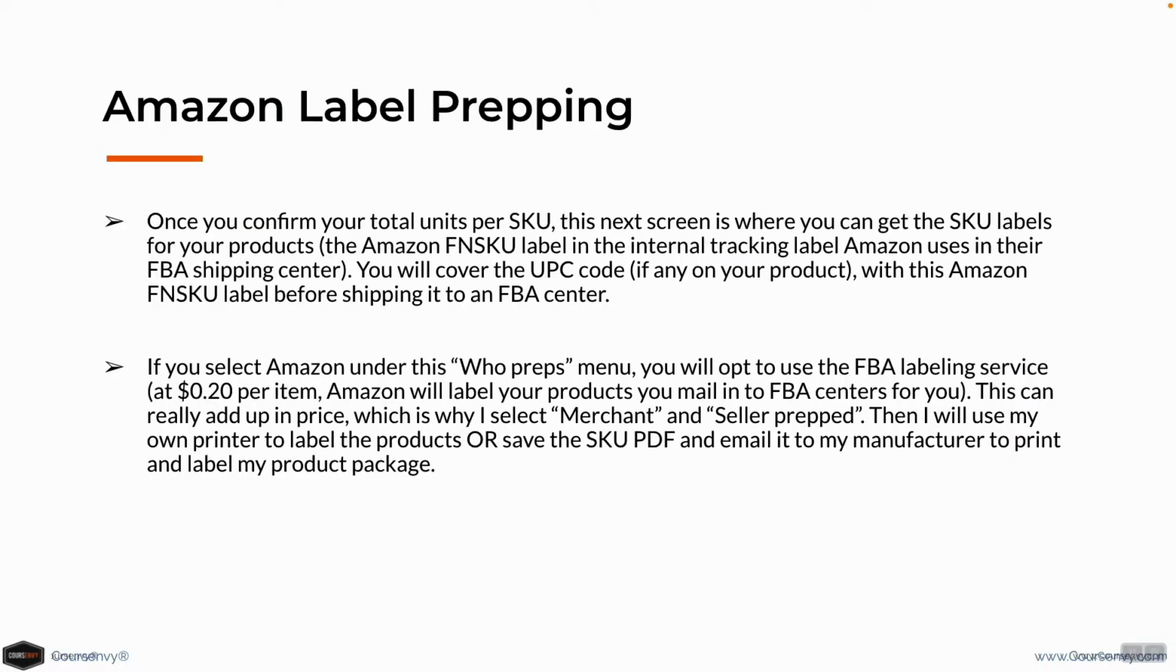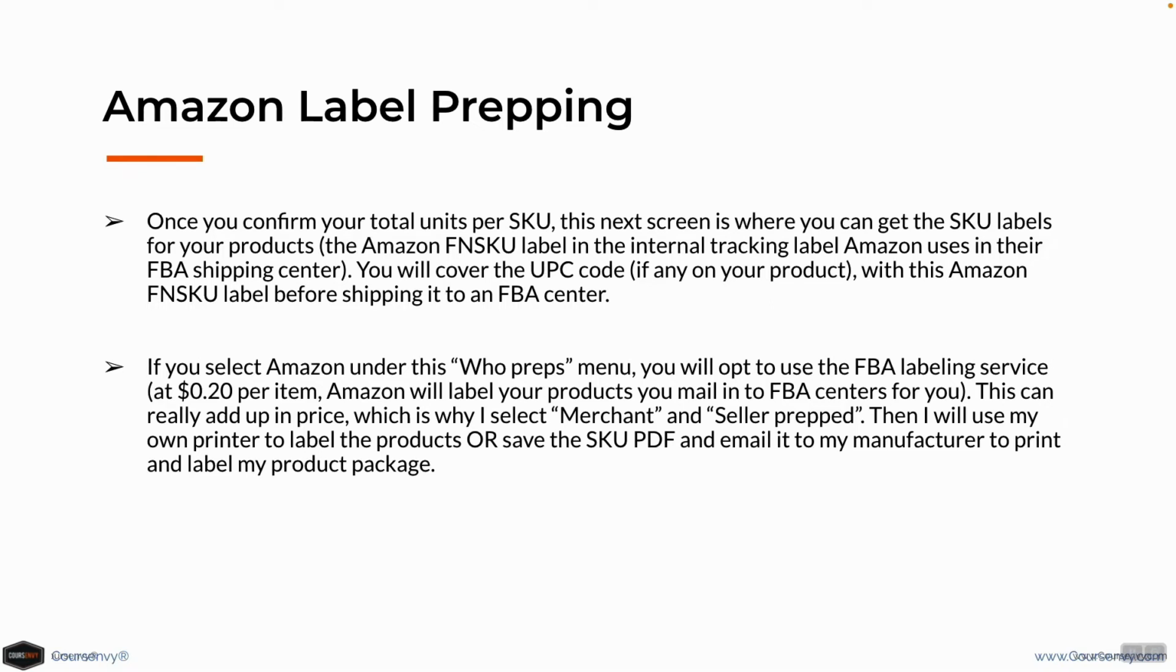So once you confirm your total units for this SKU, the next screen is where you can get the SKU labels for your products. This is called the Amazon FN SKU label. It's the internal tracking label Amazon uses in their FBA shipping centers. You will cover the UPC code, if there is one on your product, with this Amazon FN SKU label before shipping it into the FBA center.